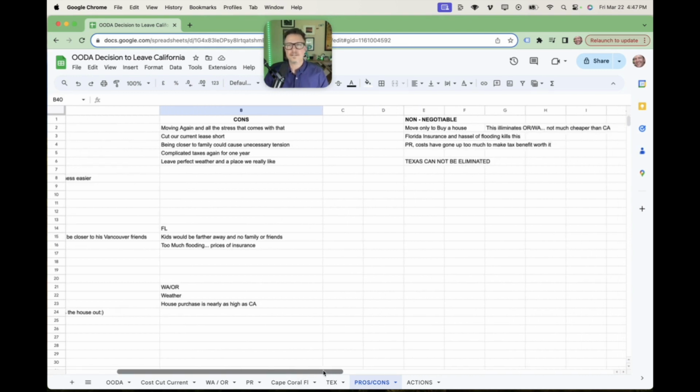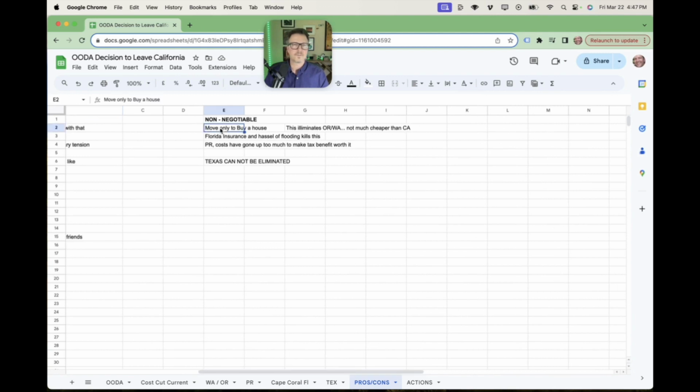And you can see right here, my non-negotiable was to move only to buy a house. I had to eliminate Oregon and Washington just because that was my non-negotiable. I was buying a house and they're pretty expensive there still. Unfortunately, maybe it'll come down, but we'll have to see. But right now, it's still pretty expensive. We may as well stay here in California.